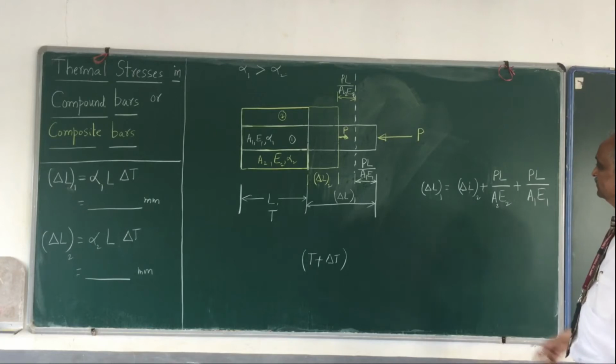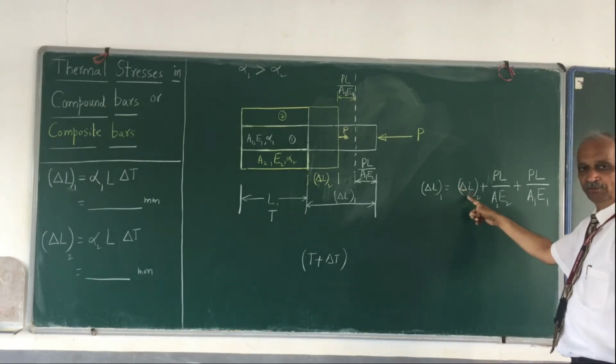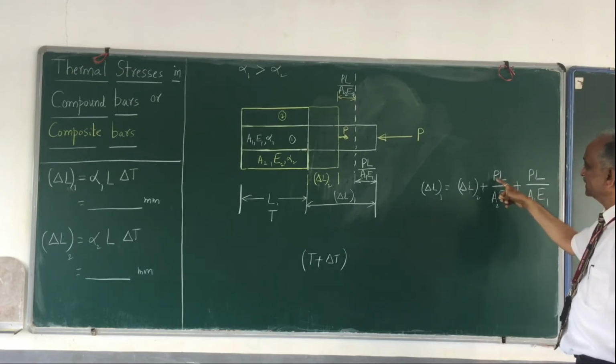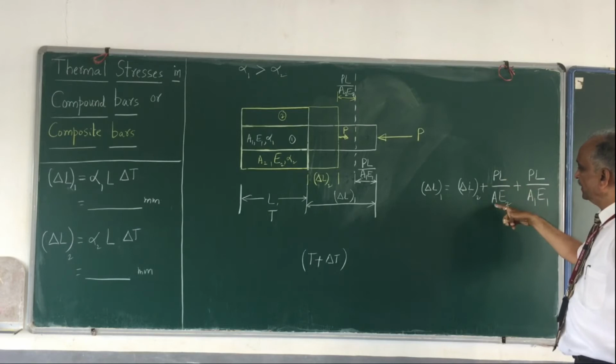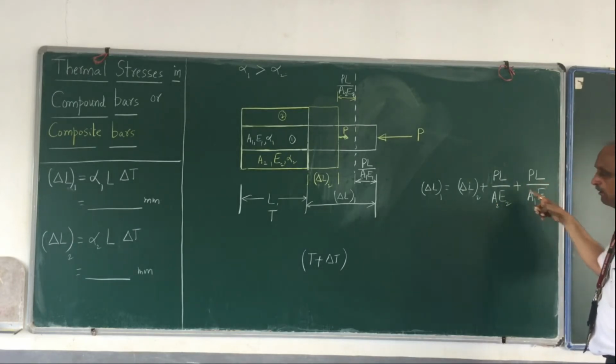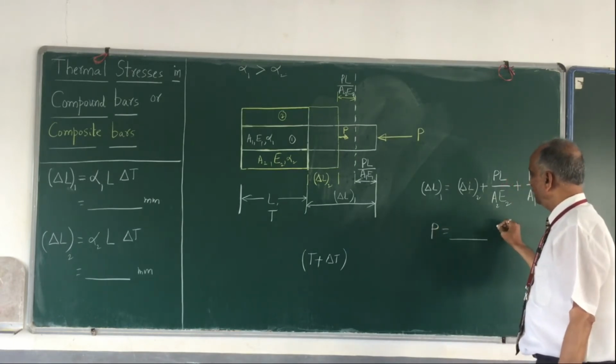So check what all things you know. You know delta L of 1. You know delta L of 2. You know all other things except P. You know L, A2, E2, L, A1, E1. All the things are known. From this expression you will find the value of P, so many Newton.